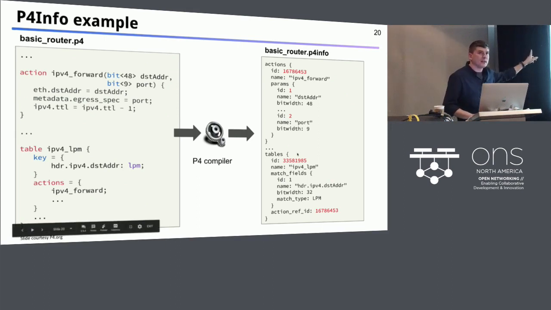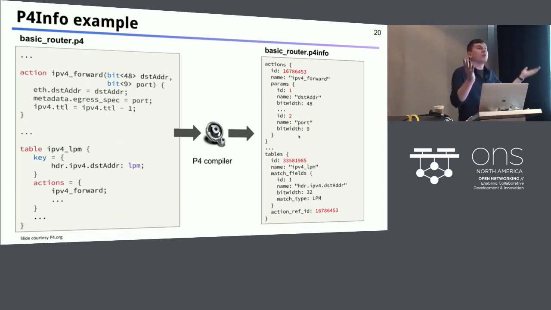Actually, there's a bug in this action. If you can find it, we're not rewriting the source address. But that's the beauty of P4. You find a bug, you fix the bug in the P4 program, you recompile it. You don't need to call your switch ASIC vendor.